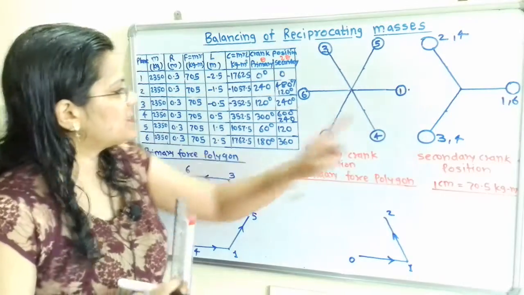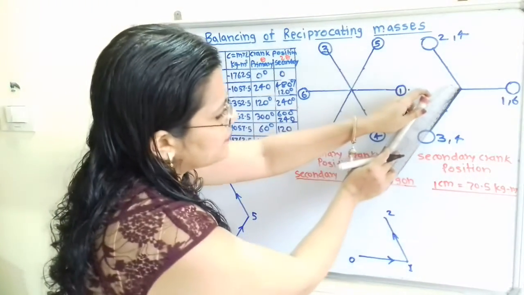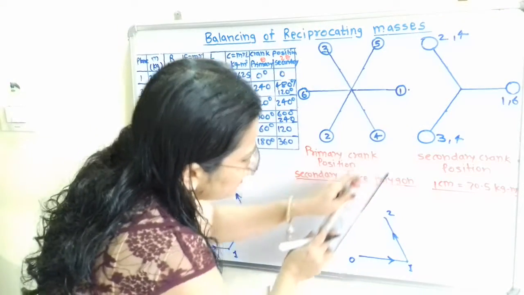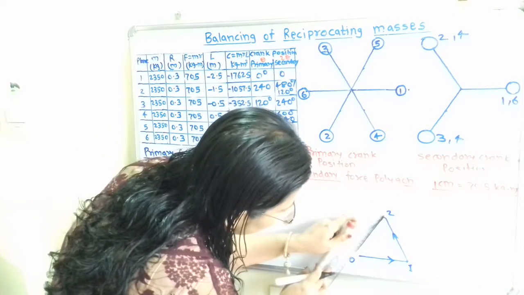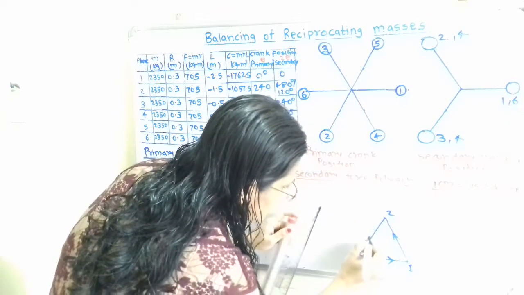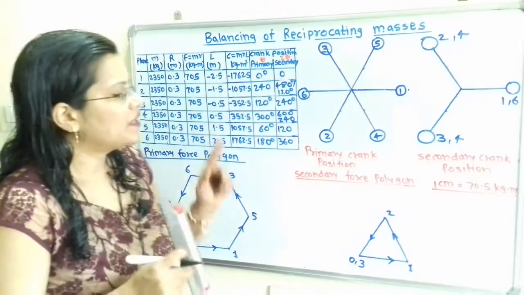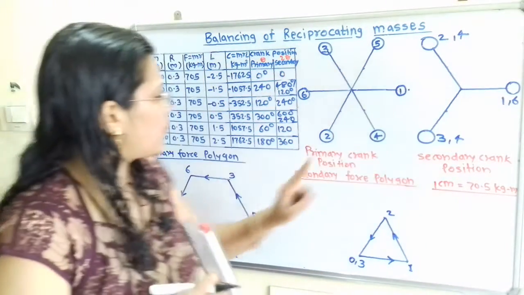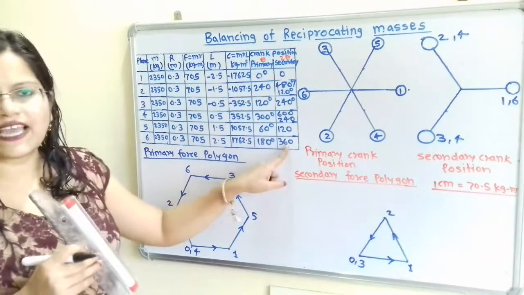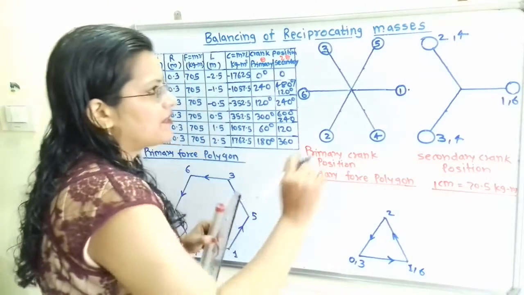Now next point is point 3. So 3 is at 240 degree. So we will transfer this 240 degree angle, and now from this 2 we will draw one line of 10 centimeter. So here the next point will be point 3. Now again next point is point 6. So point 6 is at 360, or we can say 0 degree. So here will be point 6.